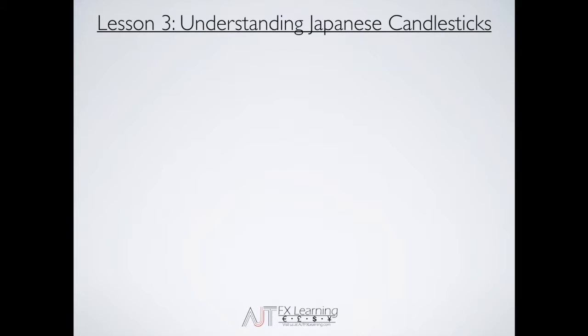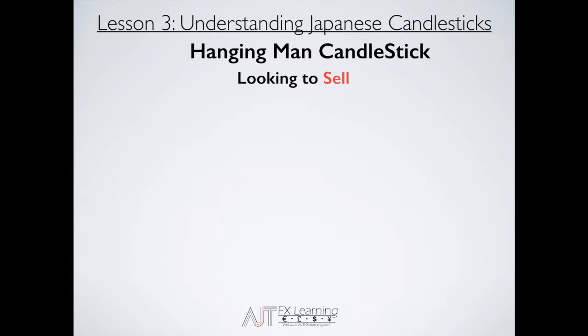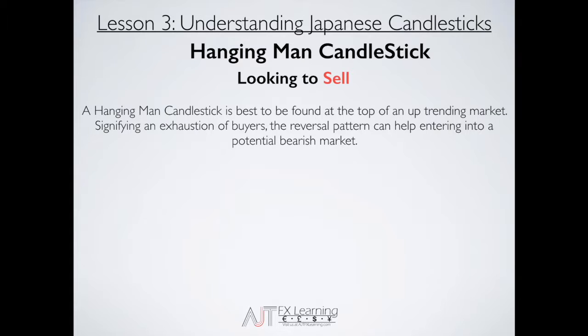As we continue to go deep into understanding Japanese candlesticks, today we're going to talk about our hanging man. This is a Japanese candlestick that is looking to sell the market. Once we identify our hanging man, we're looking to get into the market where the bears are going to take control and push that market to the downside. A hanging man is best found at the top of an uptrending market, and it signifies an exhaustion of the buyers. Ideally, it's now going to push to the downside, giving us that selling power, where we'll see that reversal pattern that gives us a potential bearish market.